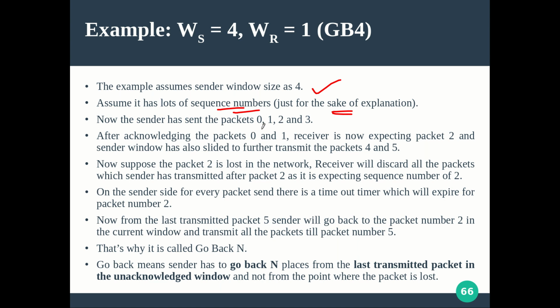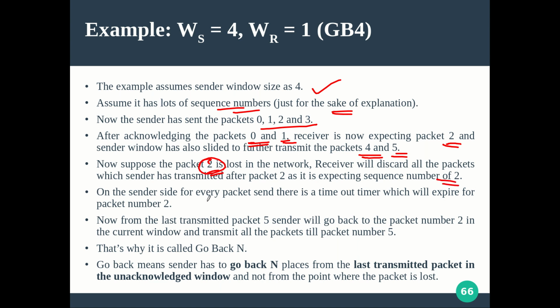Now the sender sends 0, 1, 2, 3. After acknowledging packets 0 and 1, the receiver is now expecting 2. Hope you remember, right? Just look at the previous example. The sender has now also slid further to packets 4 and 5. Now suppose packet 2 is lost in the network. The receiver will discard all the subsequent frames, because it is expecting 2.